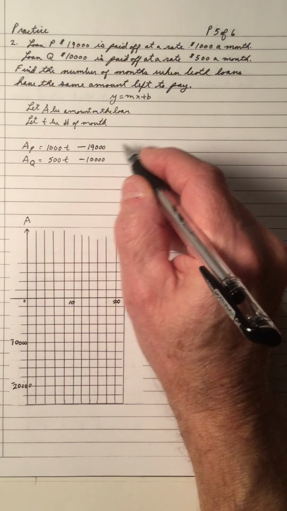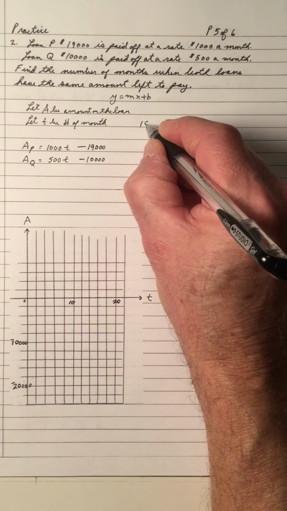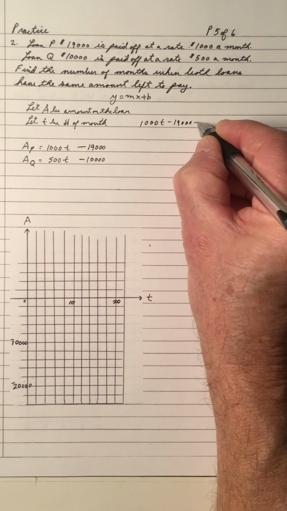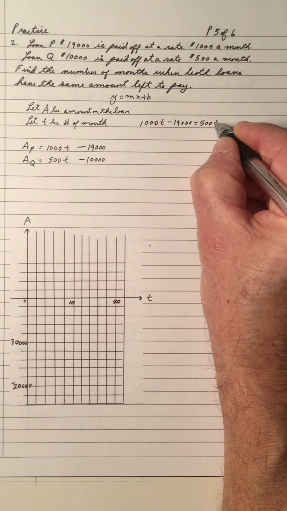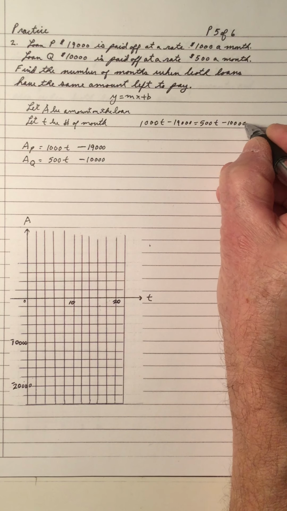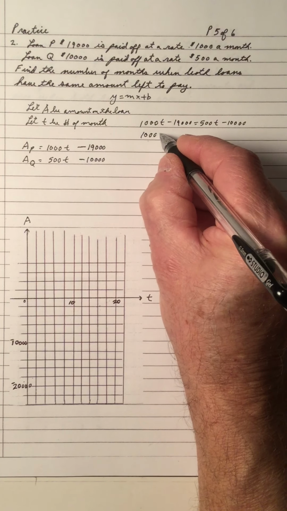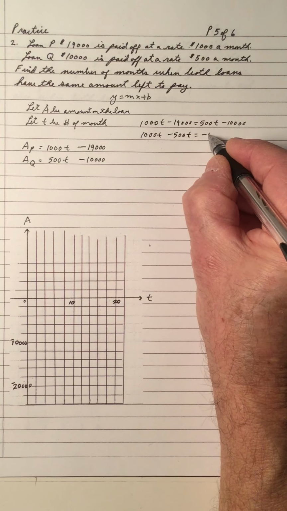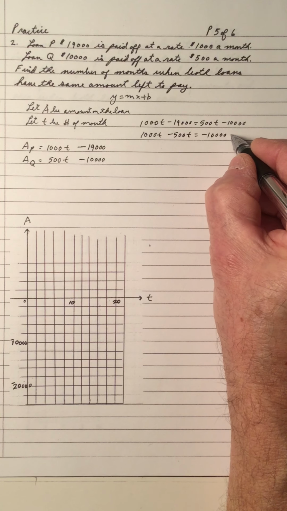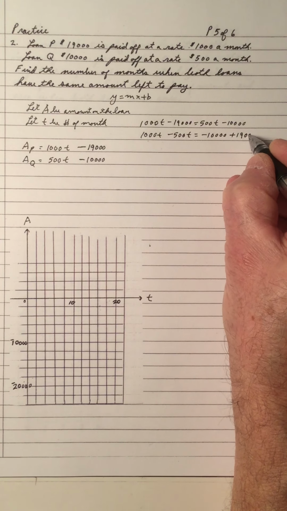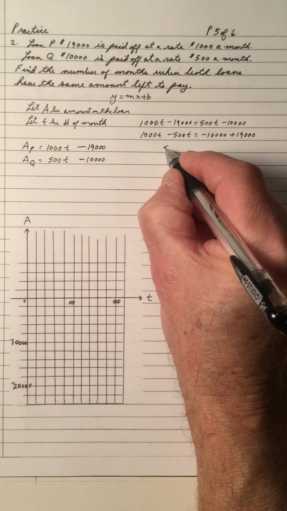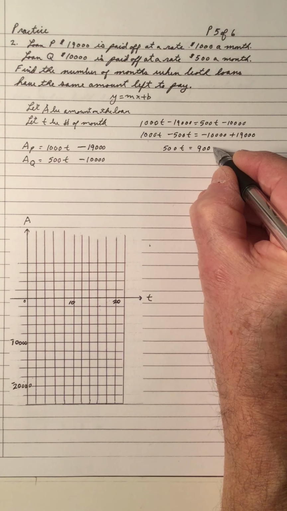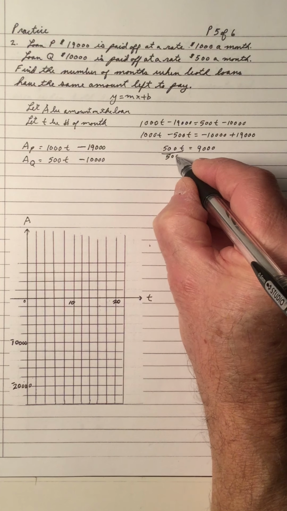So let's let the two equations equal each other and find a time when they're both going to be the same. So here are the two equations equal to each other, and I'm going to solve. So 1,000 T minus 19,000 equals 500 T minus 10,000. So I get 500 T equals 9,000. Divide by 500.